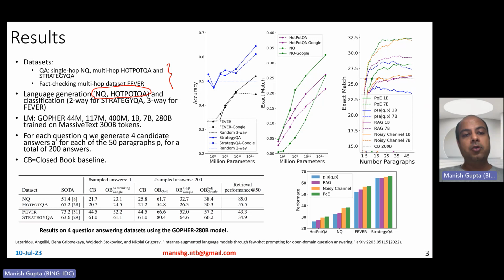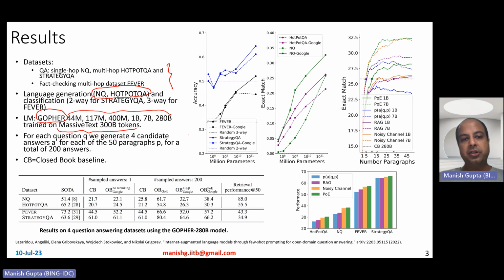They choose Gopher as the language model, and they experiment with many different size checkpoints of Gopher, from 44 million all the way to 280 billion in size. So that's 6 different sizes of checkpoints. All of these checkpoints have been pre-trained using the massive text 300 billion token corpus.